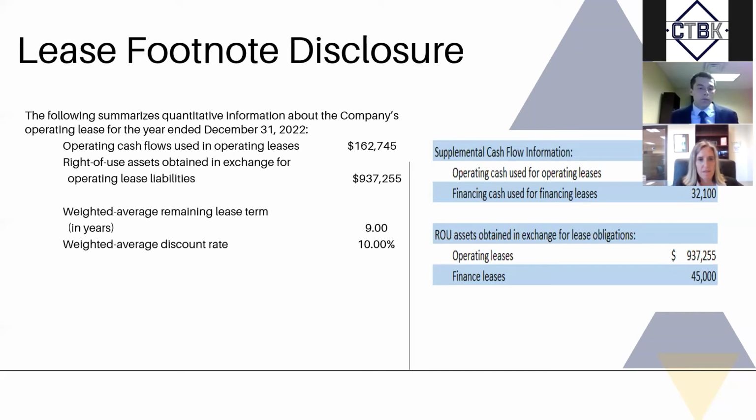However, if you did have multiple leasing arrangements in place, you would take the sum of the remaining lease terms in years, divide by the number of lease arrangements to arrive at your weighted average. And also presented is supplemental cash flow information required to be disclosed under topic 842. Again, this must be broken out by lease type, operating and financing.